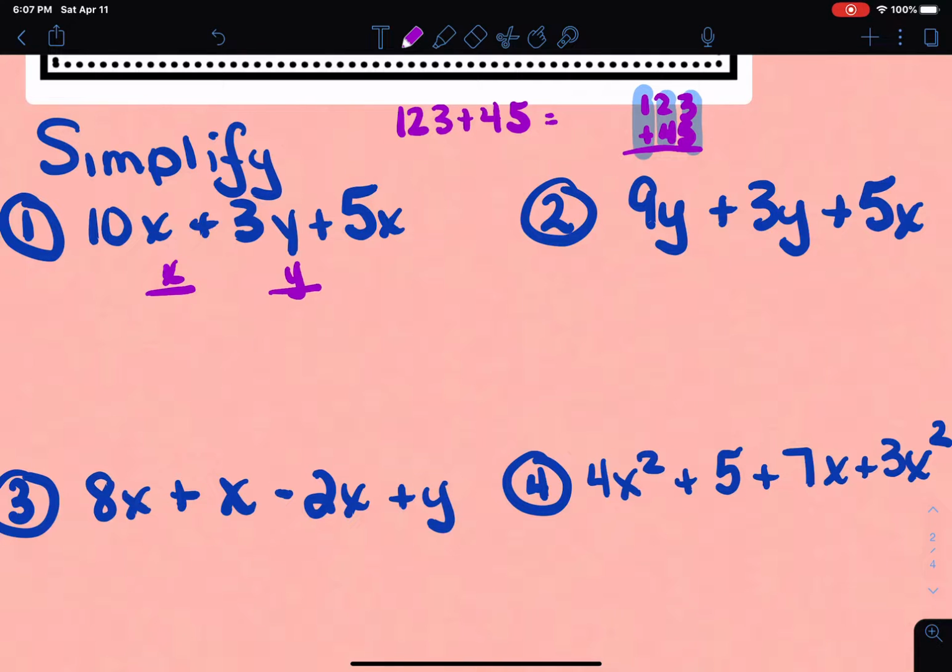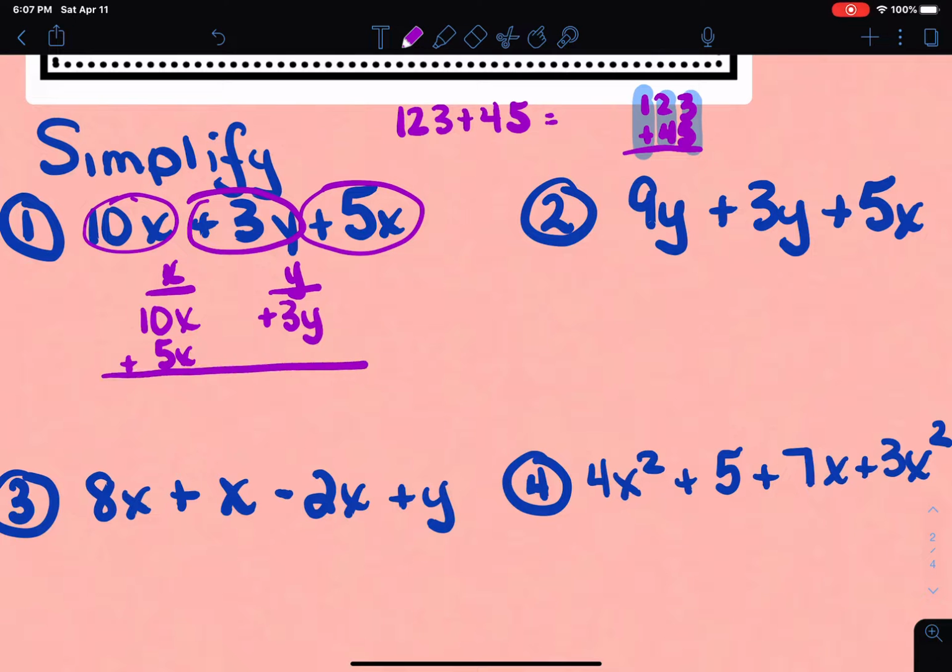So now we just need to sort. So 10x is going to go in the x column. Plus 3y goes in the y column. Plus 5x goes in the x column. So if I were to add these up, I'm just going to be able to get the number part together.